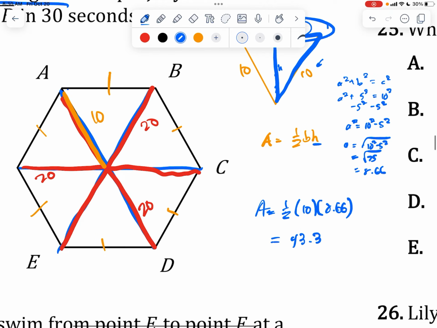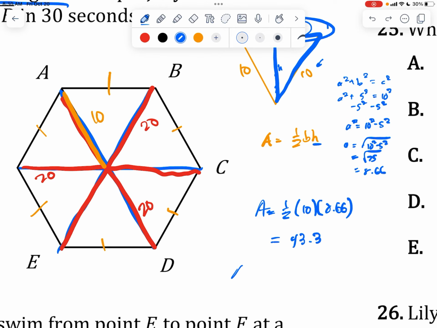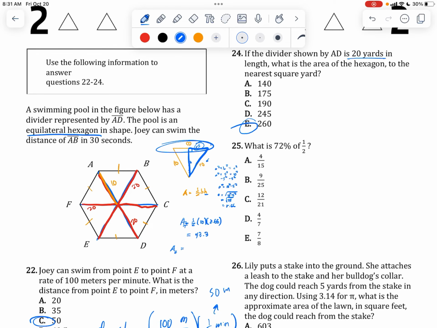Now, that's just 1/6 of this. We need to multiply that by 6. So this area is the triangle, we need to find the area of the hexagon. It's going to be 43.3 times 6. 259. It's 260. Okay?